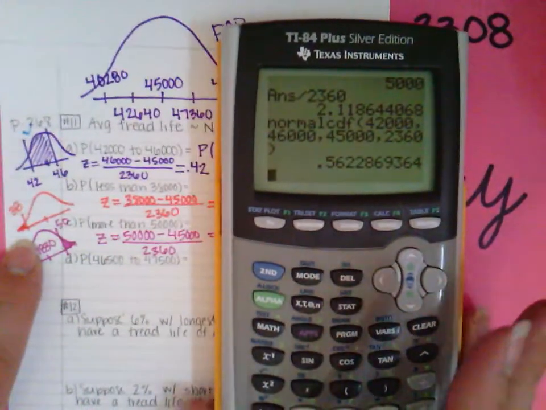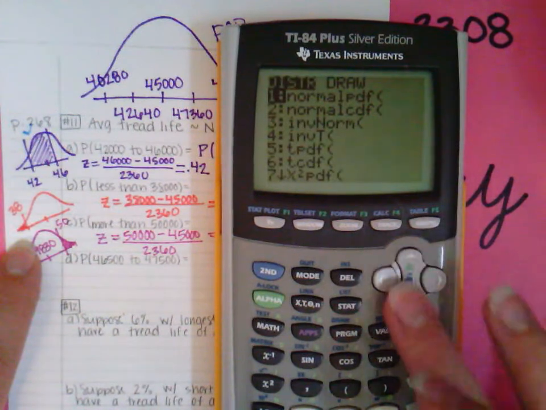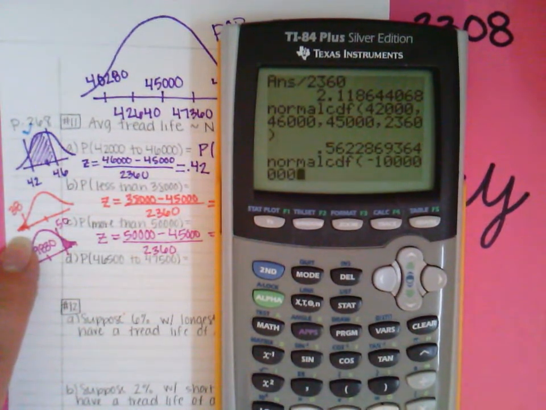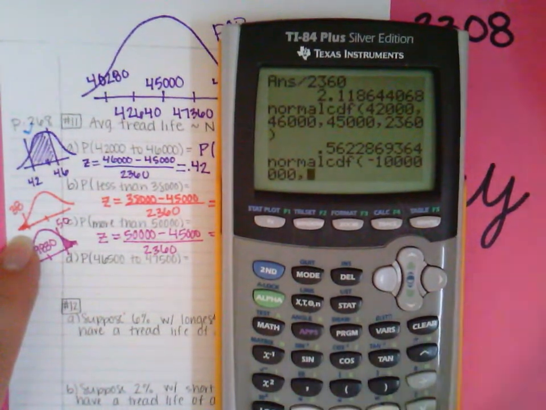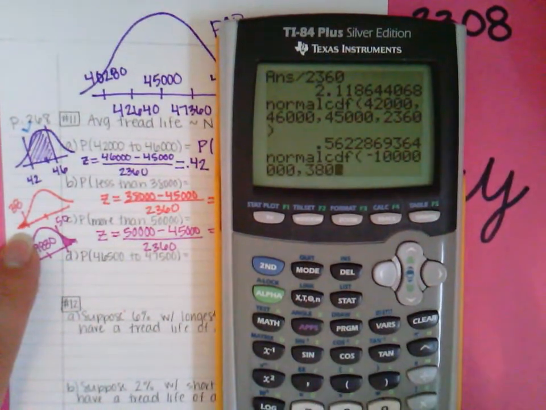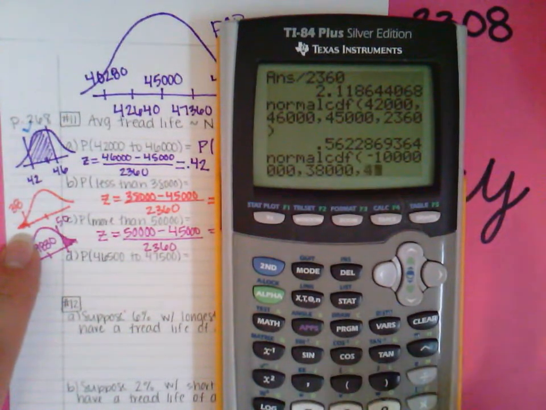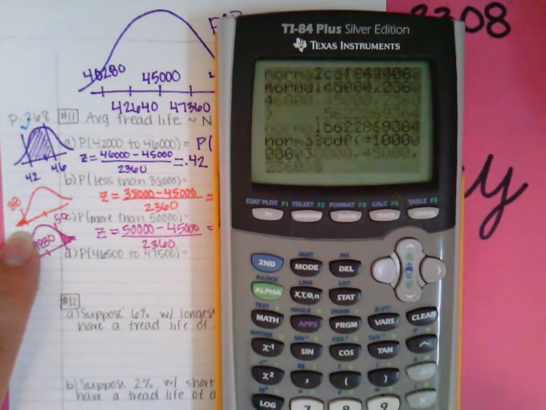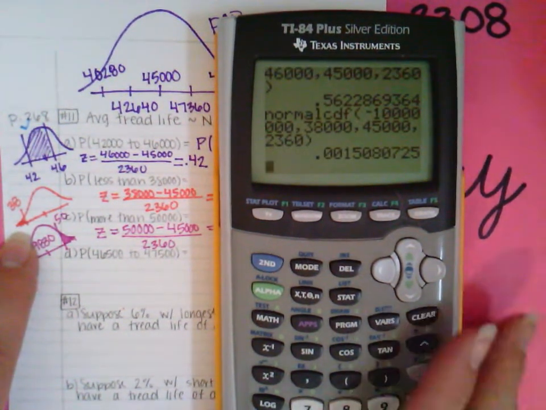Also here for 38, we go to normal CDF. My lower bound in this one is actually a really small number. So I put a negative, even though negative treadwear makes no sense, but you just need a really small number, like -1 and lots of zeros, so it's really, really small. Then 38,000, 45,000, and 2360. And that gives us the same answer that we got here.